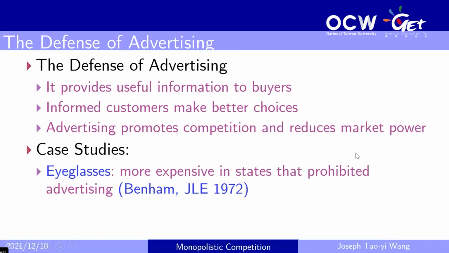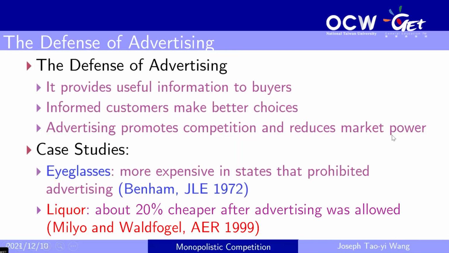And so you could exploit some places that prohibit advertisements, and other places that do not, to compare and see the effect of advertisements. And this is an early study in 1972 that finds that actually if you ban advertisement for eyeglasses, it becomes more expensive. So the information aspect is actually very important. And actually here, at least for eyeglasses, allowing advertisement actually increases competition.